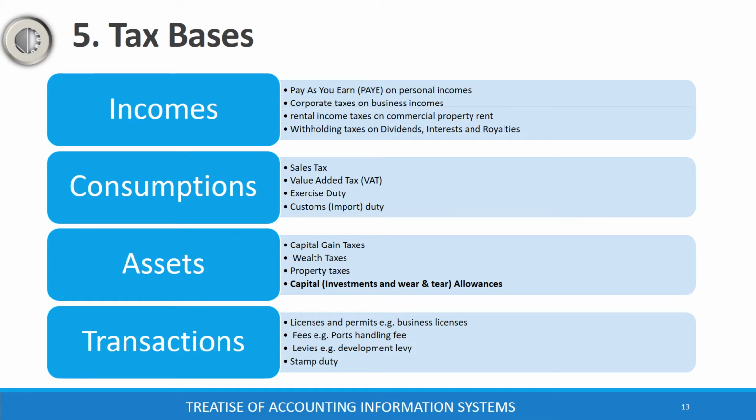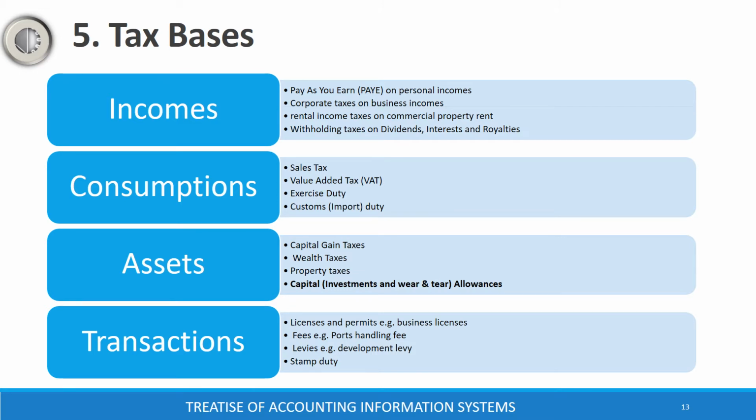Taxes levied on consumptions are sales tax, value added tax, excise duty, and import duty. Taxes levied on assets are capital gain taxes, wealth taxes, property taxes. On assets, government allows capital deductions in form of investment and wear and tear allowances.